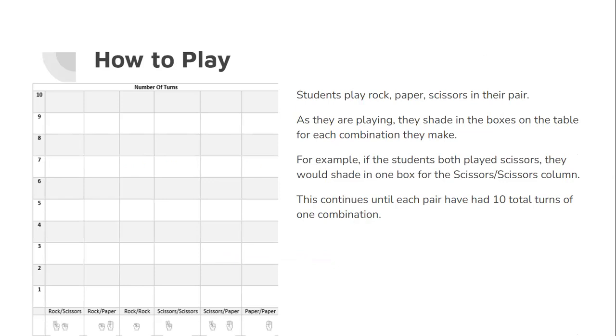The activity is done by students playing rock, paper, scissors in their pair. As they are playing, they shade in the boxes on the table for each combination they make. For example, if both students in the pair played scissors, they would shade one box for the scissors column. And this would go on until each pair have had 10 total turns of one combination.